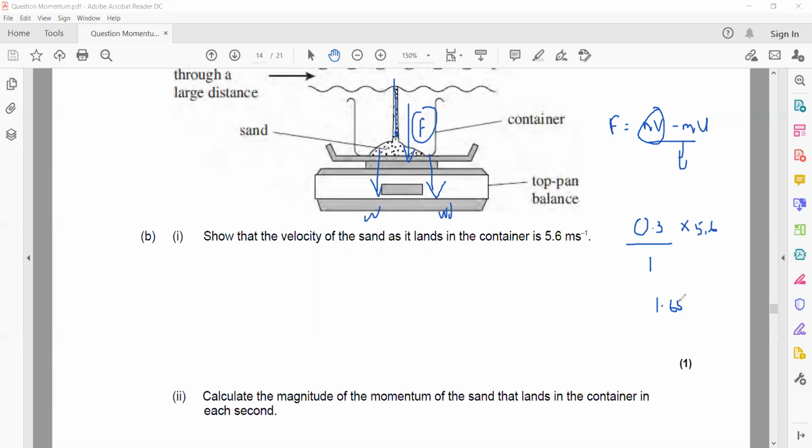So 1.68 is this force, but you need the mass. So how much mass does it contribute? You will use F equals ma and find this mass, and the acceleration here will be due to gravity. So F divided by a will be m. Is it clear?